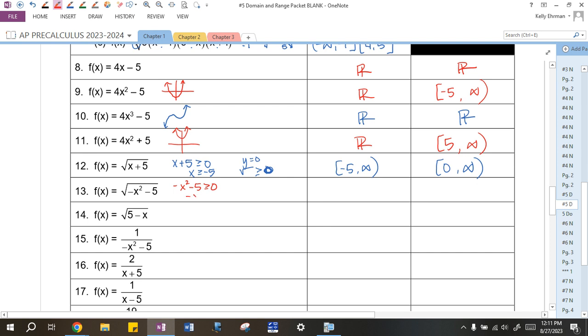We need -x squared to stay greater than or equal to 5, but if we divide by -1, that's saying we need x squared to be less than or equal to -5. However far you need to go, you'll realize this is always negative. You can plug in a tiny number for x, but it's still going to be -x squared minus 5. Plug in a huge number for x, it's still going to be negative. We can't square root a negative, so this graph can't exist.